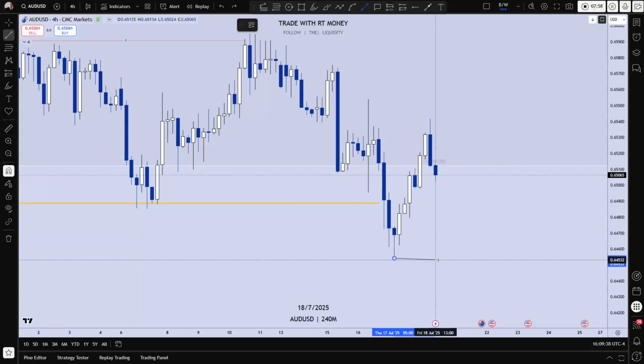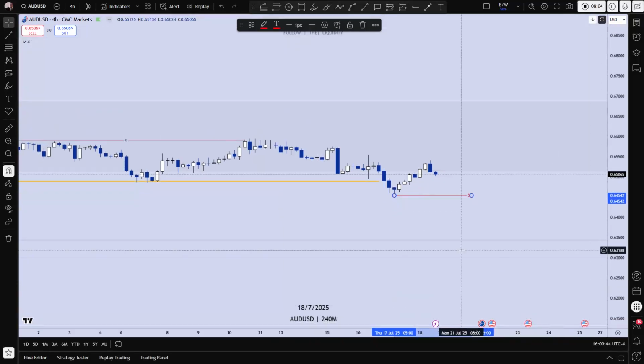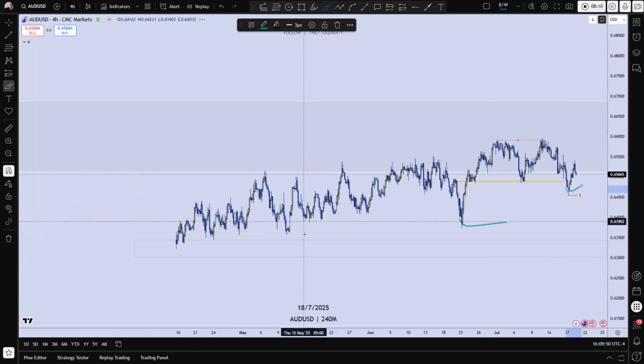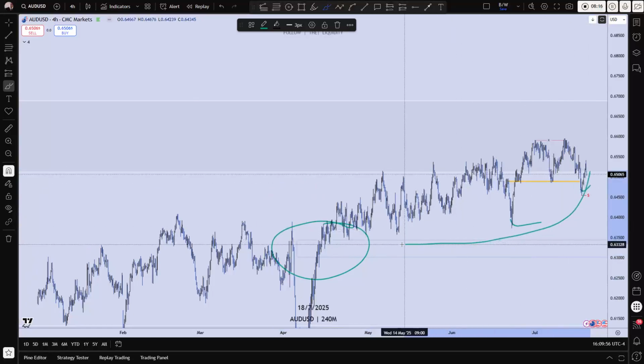Because what is the overall scenario that I'm looking for? I'm looking for price to make it down to this low, and to this fair value gap, sweeping this sell side liquidity.